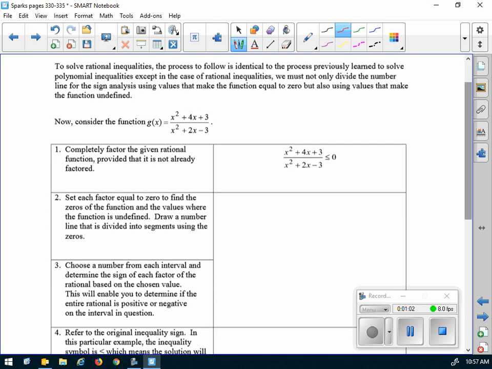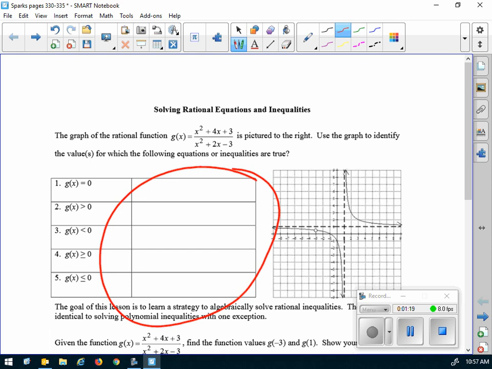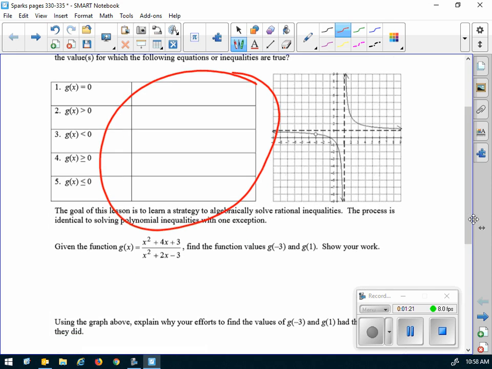Now, did we do any of this? Not at all. Okay. So take a look at what we're going to do. We want to decide when is that rational expression less than or equal to 0. Well, we did that over here. The answer that you got to number 5.